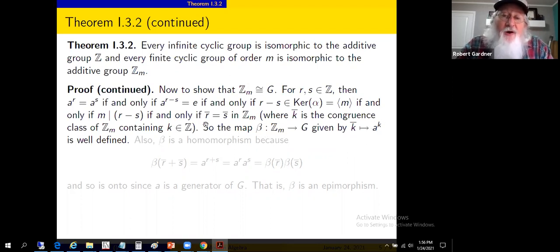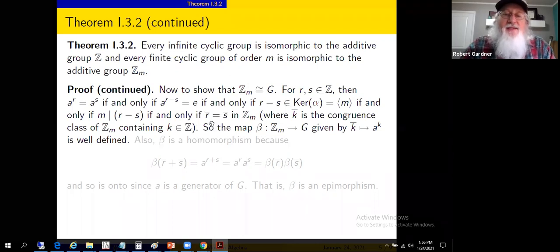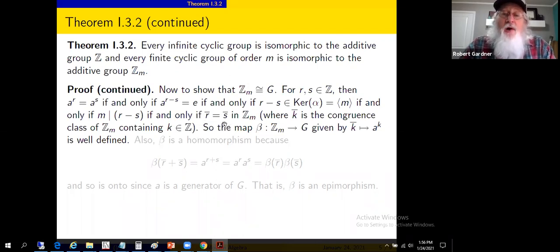For example, if r bar equals s bar equals k bar, if I use representatives r and s in this mapping, we get a to the r and we get a to the s when I apply beta to r bar or s bar. The mapping's defined in terms of a representative. So that's when I need to address the well-defined stuff. And we've checked to see, different representatives r and s from the same equivalence class produce the same result here. So beta deals with that type of mapping. First off, beta is well-defined.